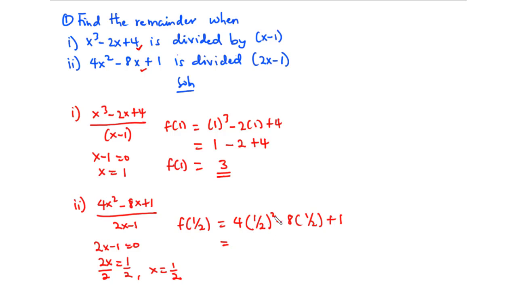1 over 2 all square is 1 over 4. So we have 4 times 1 over 4 minus 8 times 1 over 2 plus 1. 4 times 1 over 4 is 1. 2 goes into itself once, into 8 four times. So we have negative 4 times 1 plus 1. 1 plus 1 is 2. 2 minus 4 is negative 2. So f of 1 over 2 is equal to negative 2.